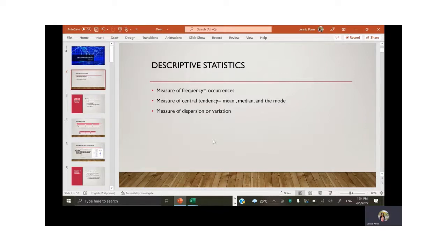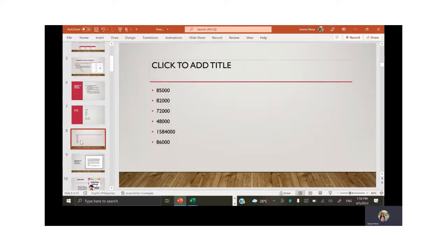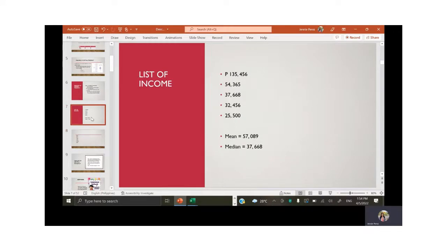So if you have such kind of data, the mean is not appropriate to use as measure of central tendency. Then you use the median. Okay, for example, and then the mode is the most frequently occurring score. Okay, so the mean, the median, and the mode. For example, this one.